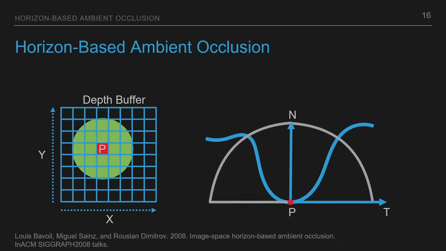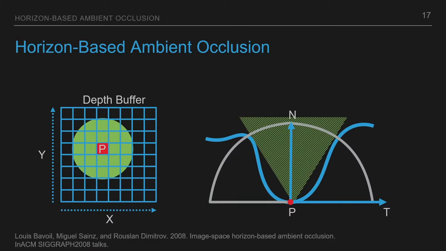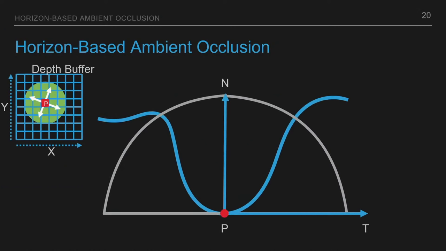So we have a similar situation as before, but now I also draw the tangent vector T. Here, horizon-based ambient occlusion aims to find a cone that indicates the unoccluded directions. It does this by marching over the geometry in multiple directions on the XY plane. So in each direction, you march over the geometry like this.